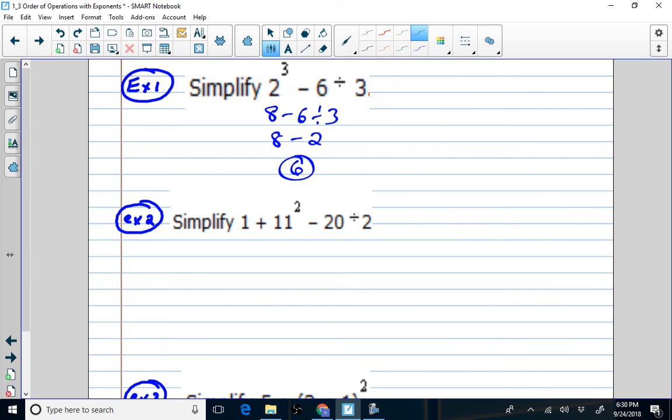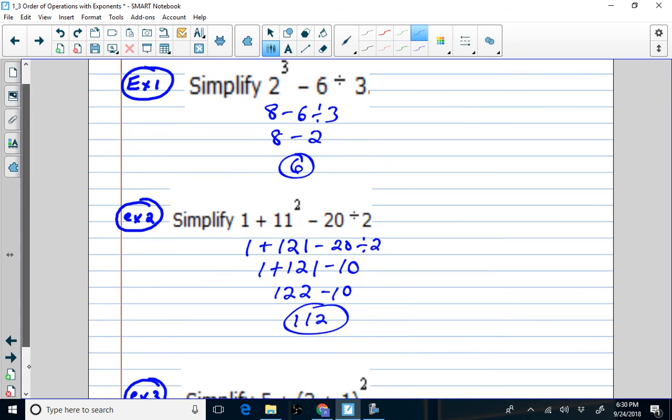Example 2. Exponent has to be done first. So 1 plus 11 times 11 is 121 minus 20 divided by 2. Division has to be done next. So this is 1 plus 121 minus 20 divided by 2 is 10. Addition and subtraction we do from left to right. 1 plus 121 is 122 minus 10. That should be 112.